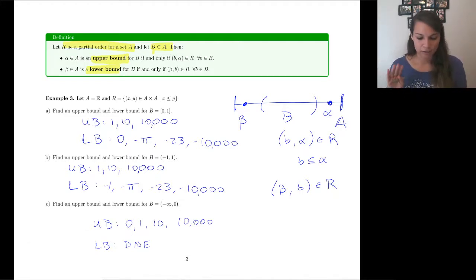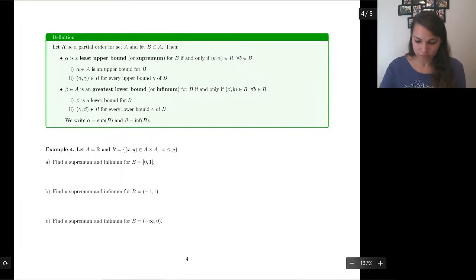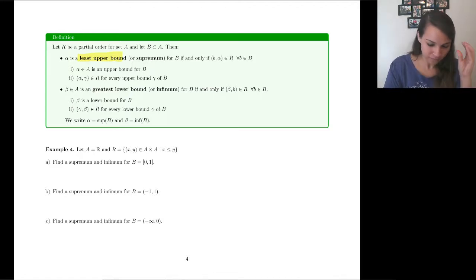Next topic. So remember, these guys were just kind of special. They were like the borderline ones. And they actually have special names. So that's the least upper bound or supremum. Having the words least and upper right next to each other sucks. But that's okay. Let's try and interpret this.